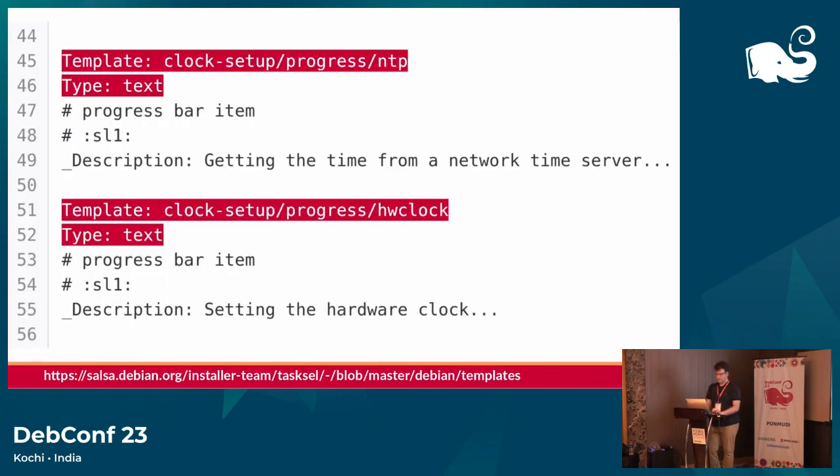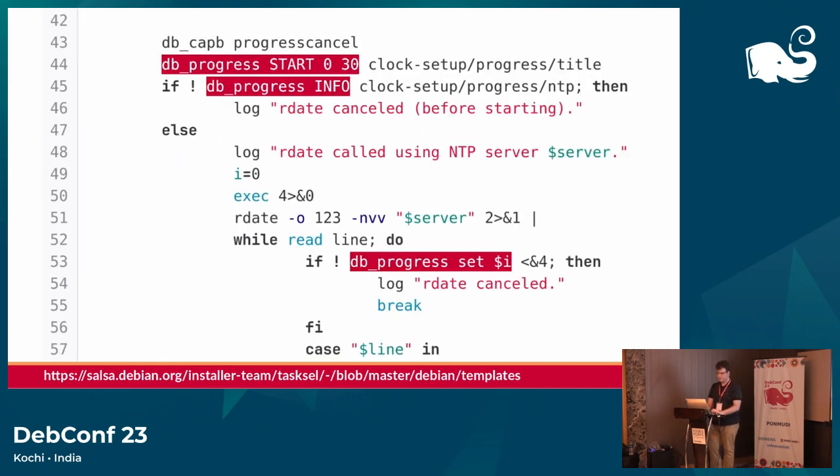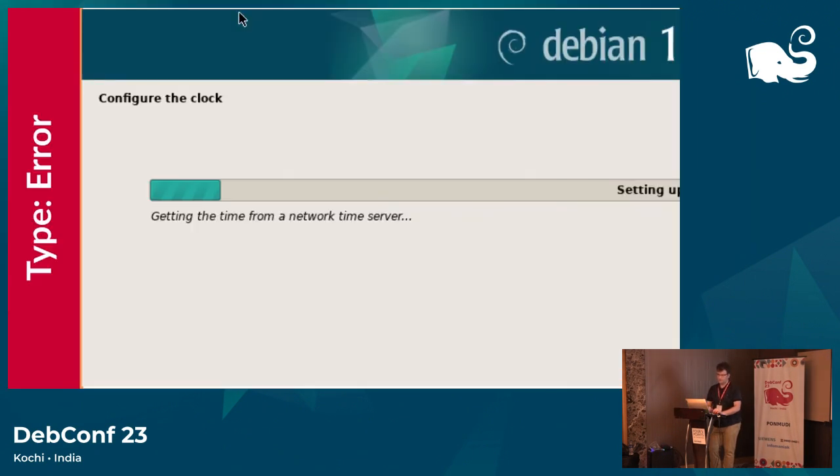There are also the text templates. You can do various stuff like that with those. These are useful for getting the translated versions of messages, and also for a progress bar. You can create a progress bar using db progress start with a start number and end number, db progress info sets the message on the progress bar, and then you can do db progress set to increase the progress bar, something like this.